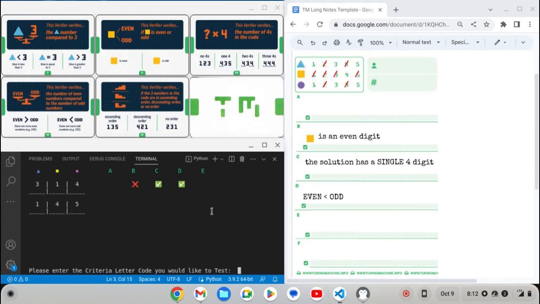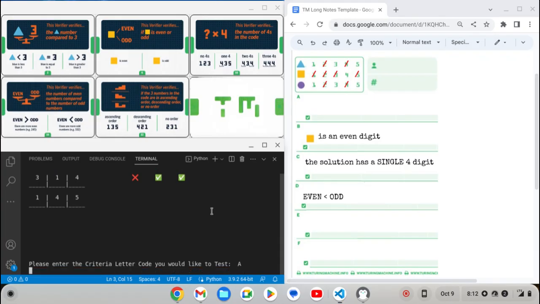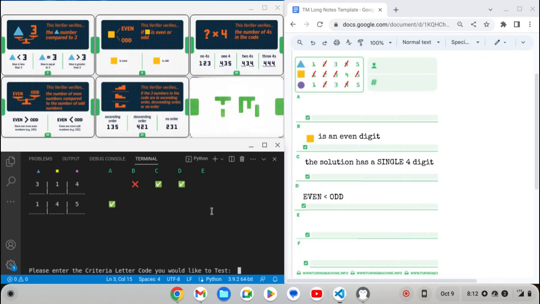Okay. All right, so let's go ahead and test criteria card A. Okay, so it is true. I did pick a 1 for triangle, and 1 is less than 3. So it is true that triangle should be less than 3. So let's go ahead and type that up in our notes in section A. And that again is that triangle should be less than 3.